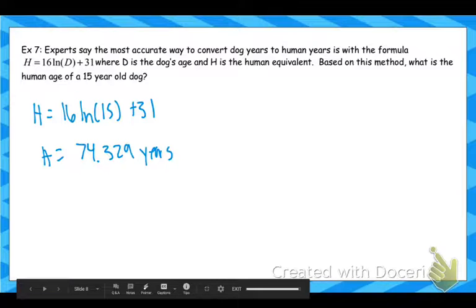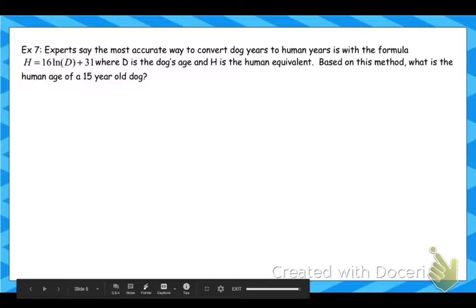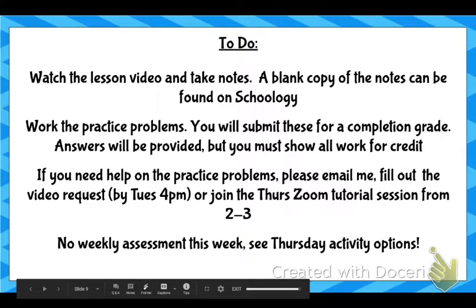All right, so that's really it for today. Again, pretty similar to what you've already done, just getting some extra practice in on solving these algebraically as opposed to just using the calculator. You've got your practice problems. You'll submit for a completion grade. If you need help, you can email me, do that video request, or join that Thursday Zoom session.